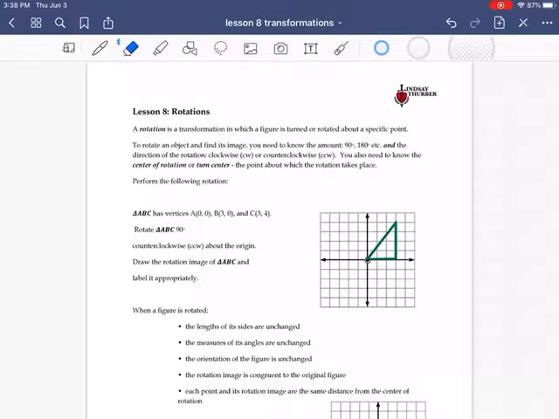All right, here's lesson 8, rotations. So rotation is the transformation in which a figure is turned or rotated about a specific point. To rotate an object and find its image, you need to know the amount.